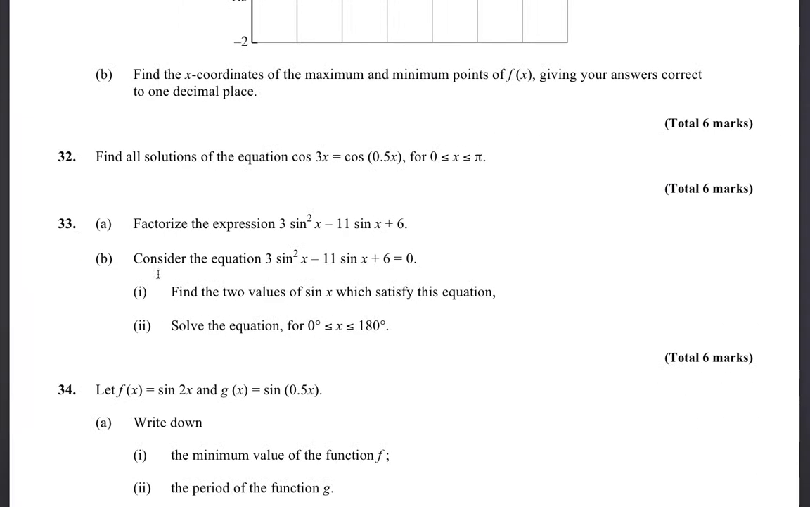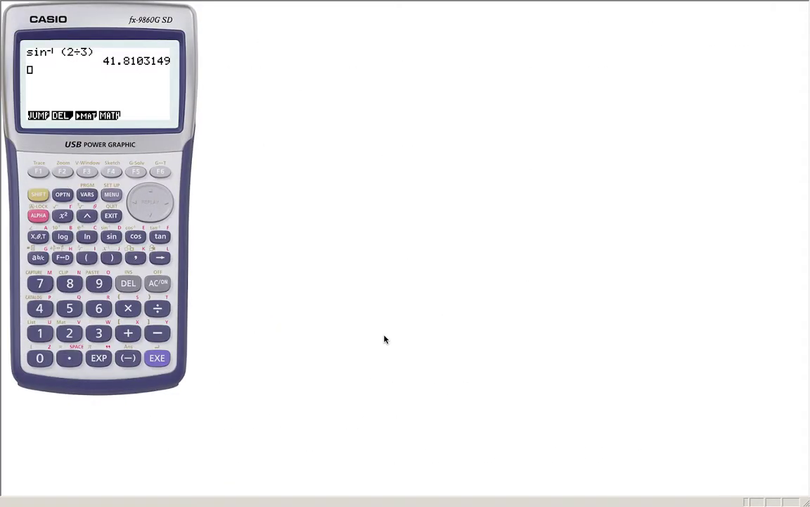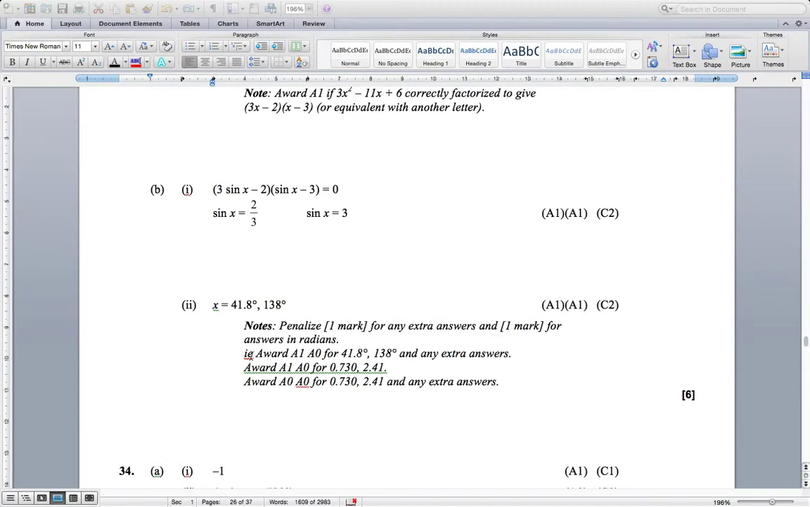But here the interval is 0 to 180. We know that sine is positive in the first and second quadrant, isn't it, students? And so sine theta is sine 180 minus theta. So this is one answer, 41.8, and the supplement of this angle will be the other solution. So 180 minus the answer is 138.2, that is the other angle. So you can see the answer is 41.8 and 138 degrees.